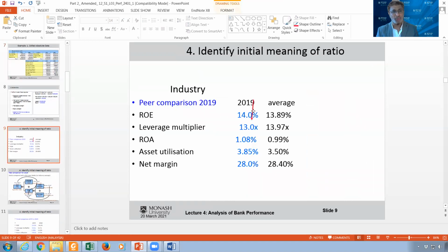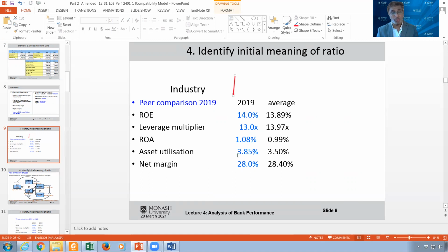I can continue with these ones. The interesting thing is that I'm doing better than the industry. I'm doing well in my return on equity. I'm doing well in the leverage, which means my capital is reasonable. It could be some risk there. I'm doing well in the ROA. I'm doing well in the asset utilization. But I'm not doing well in the net margin, which raises now a question. What's happening?